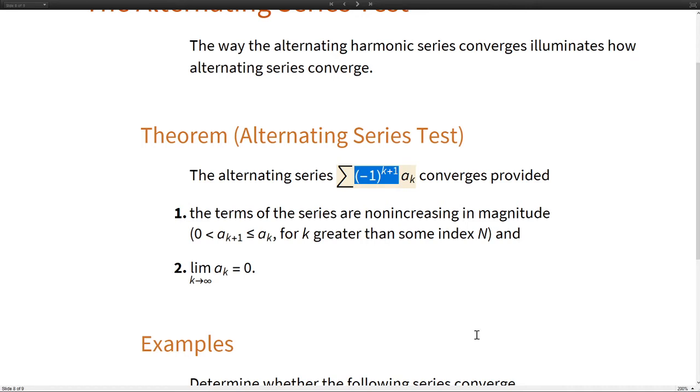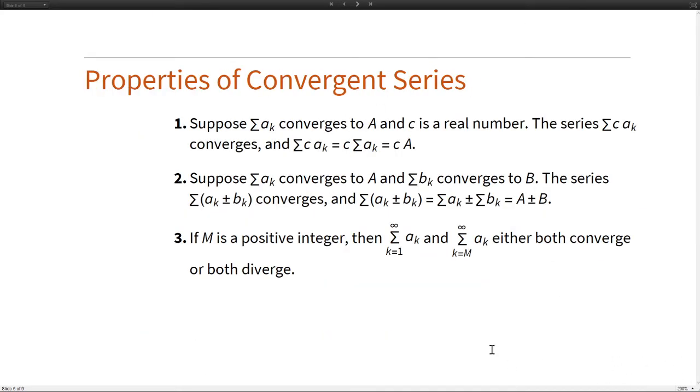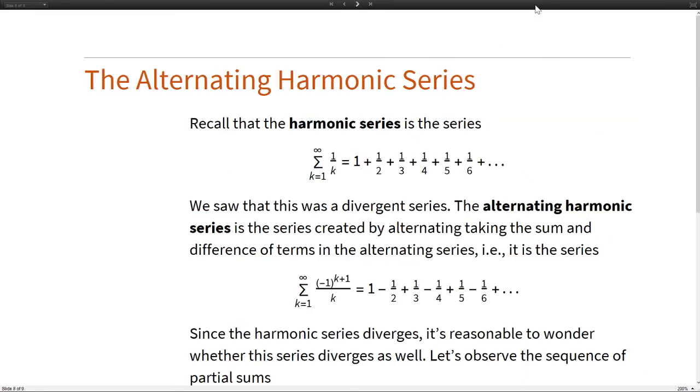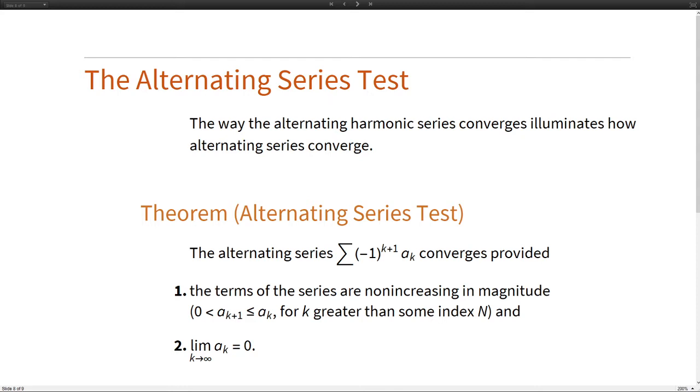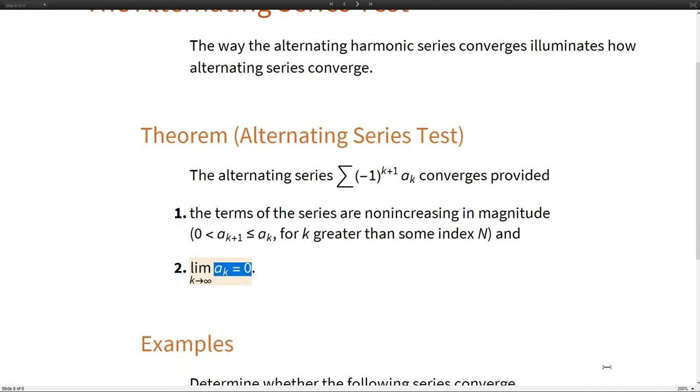Now, again, I want to emphasize, going back to this last fact here, we don't need to worry about the first few terms. We just need to know that at some point, these things start decreasing in magnitude. And then the other thing we need to know is that the limit of that sequence goes to 0. So as long as the a_k's are approaching 0, and at some point they start getting smaller and smaller, if we take this alternating series, it has to converge, which is pretty neat.